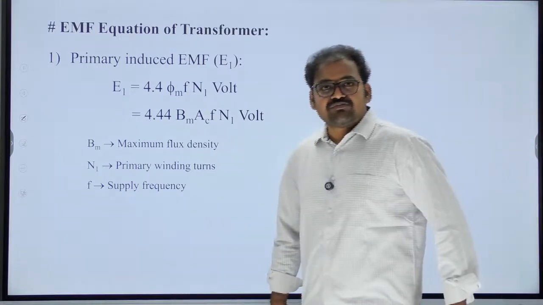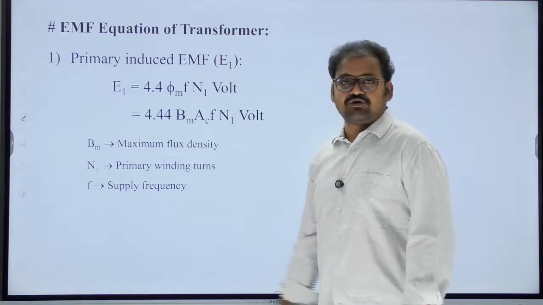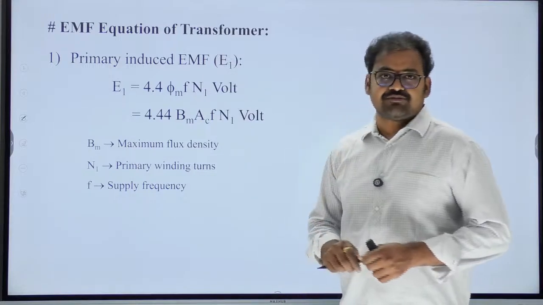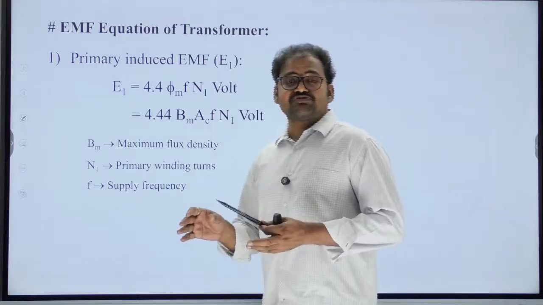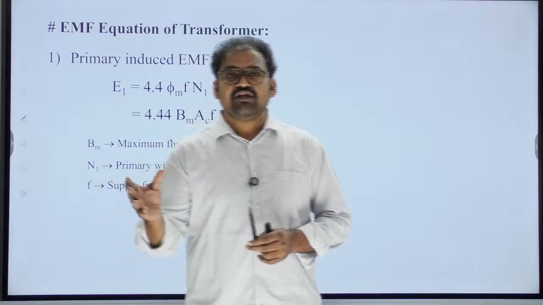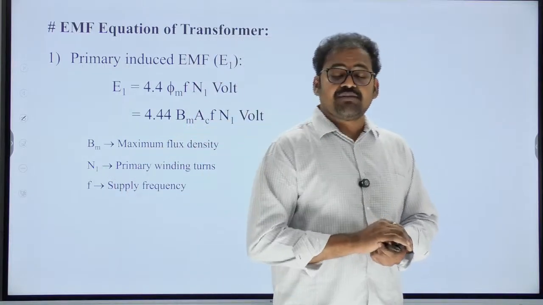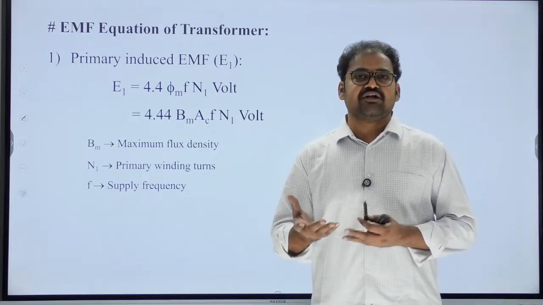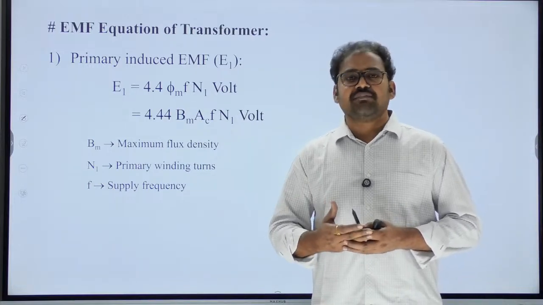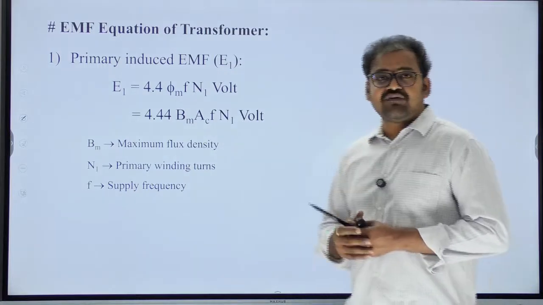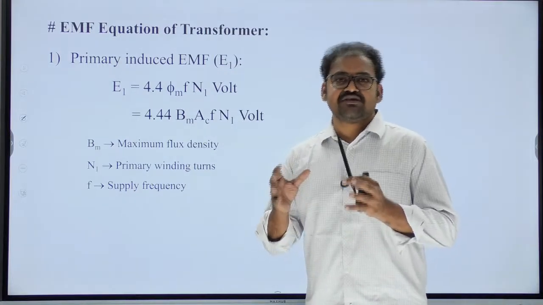Fine. So let's move to the next concept in a transformer, that is EMF equation of a transformer. As I mentioned, transformer will have at least two windings, namely primary winding and secondary winding. Sometimes we may use three windings also, known as tertiary winding, that generally we will come across in three-phase transformers. Now what is the formula for induced EMF across each winding?